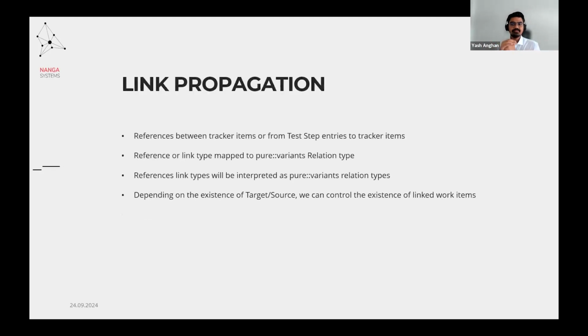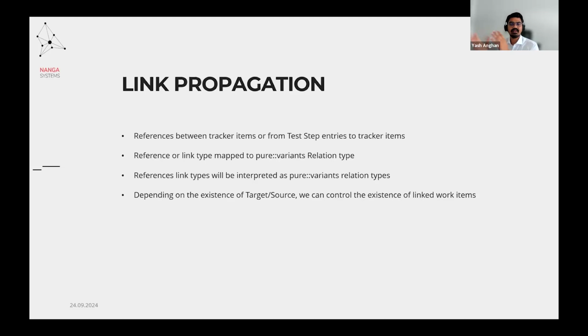Going next, let's understand the concept of link propagation and what it looks like theoretically, which is where the pure::variants connector comes into play. The idea behind link propagation is to automate the existence of related items across your product variants based on the references between tracker items. If your organization already has references created between different tracker items, you can make use of those references to handle the existence of the test cases or requirements.